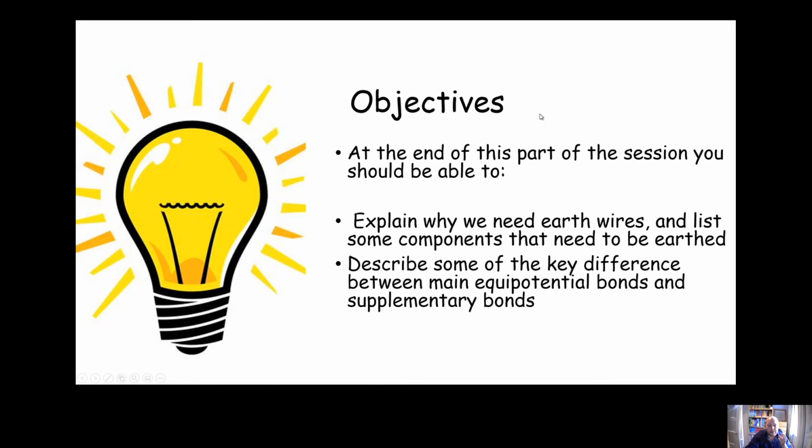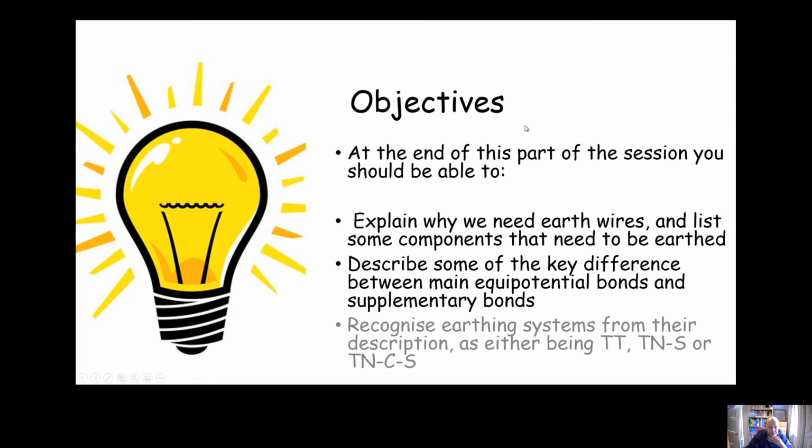Also, I need you to be able to describe some of the key differences between main equipotential bonds and supplementary bonds. And I also need you to be able to recognize earthing systems from their descriptions as either being TT, TNS, or TNCS.